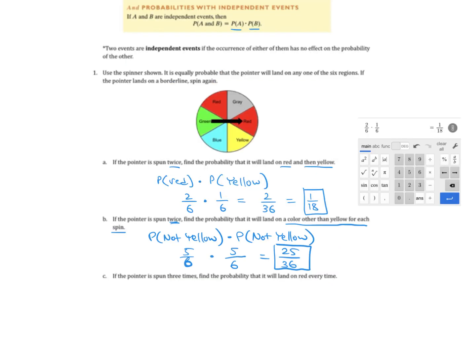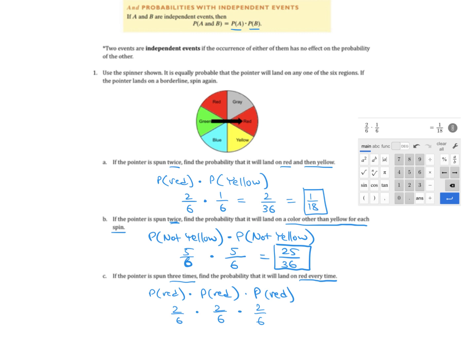And part C, if the pointer is spun 3 times, find the probability that it will land on red every time. So we're going to do the probability of red times the probability of red times the probability of red. So we multiply the probability of those 3 events. The probability of red on the first spin is 2 out of 6. The probability of red on the next spin is also 2 out of 6. And the probability of red on the last spin is 2 out of 6 again.